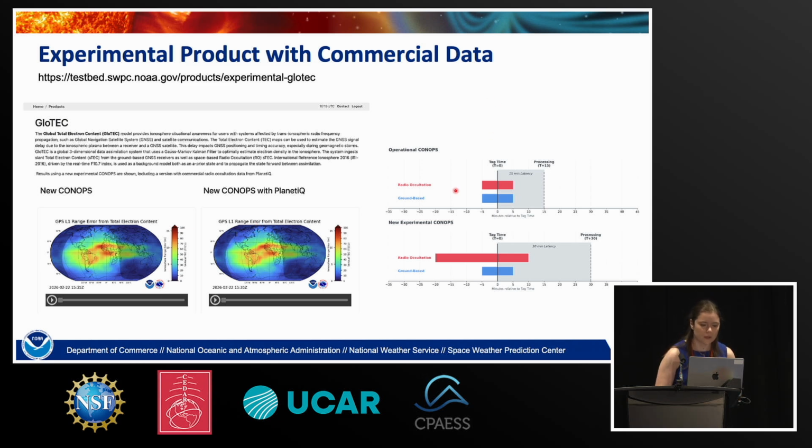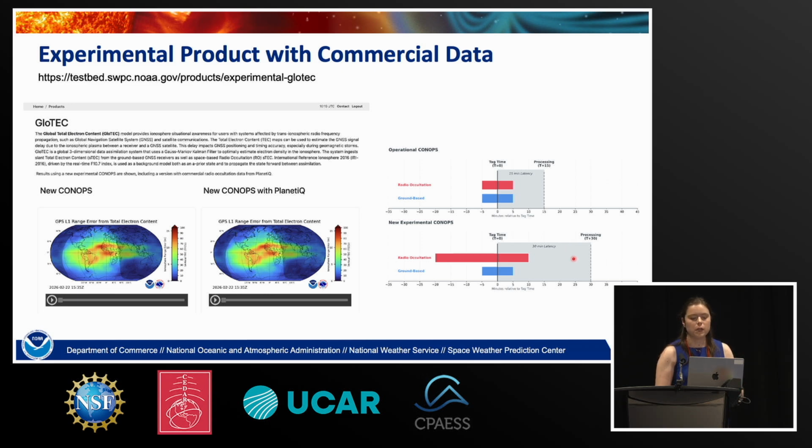So here, if we look with a laser pointer, in the operational model, so the version available on the main SWPC website rather than on the testbed, we are running the model with a 15-minute latency. The problem with this is that for the radio occultation data, this is very limiting, since not all the data has made it back down through the ground stations to be available for assimilation. So with this new version, we are waiting 30 minutes instead of 15 minutes.